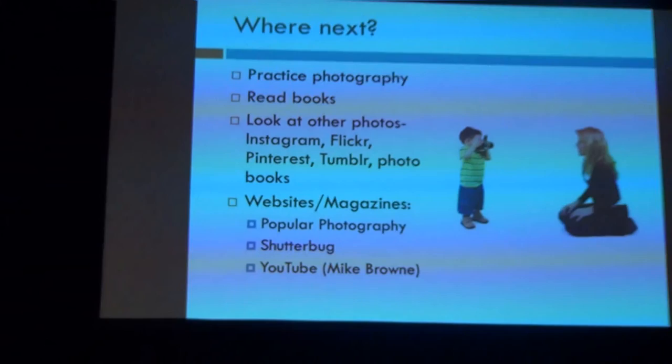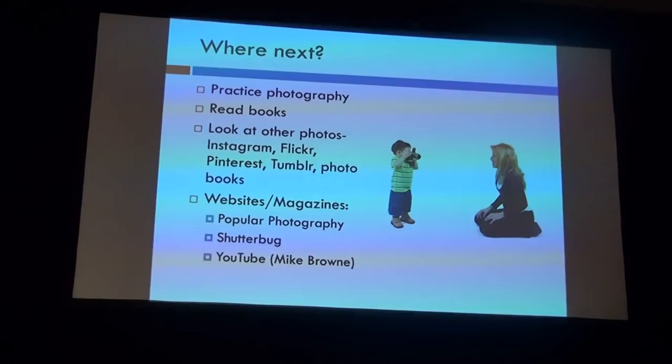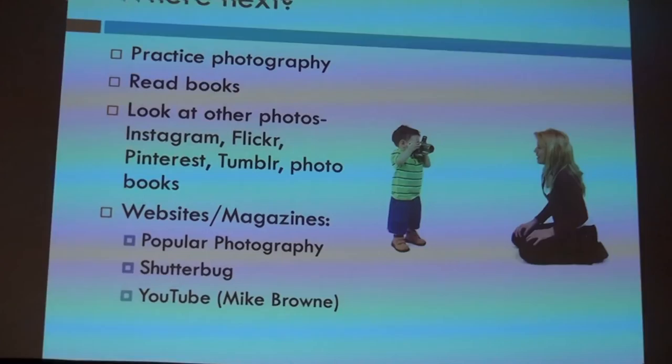So the last thing I want to say is, where do you go next? If you want to get better at photography, the first thing you want to do is practice photography. The only way you will get better at photography is by practicing photography. I don't know if any of you watch Big Bang Theory, but there was an episode where Sheldon was trying to learn how to swim, and he was trying to do it by watching things on the internet. It doesn't work. The way you become a better photographer is by taking pictures. But you do it in a way that you're reflecting on them, thinking about them, and learning from them.